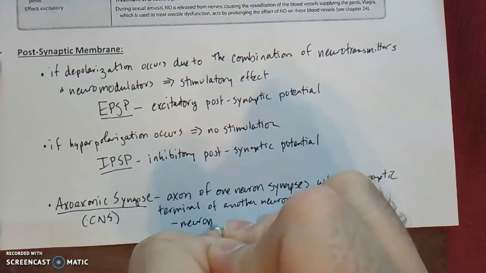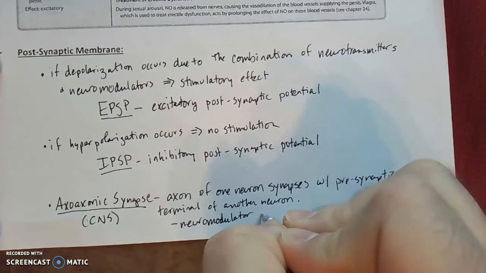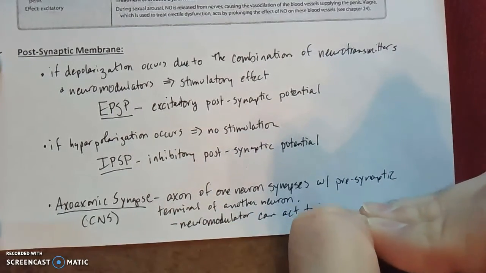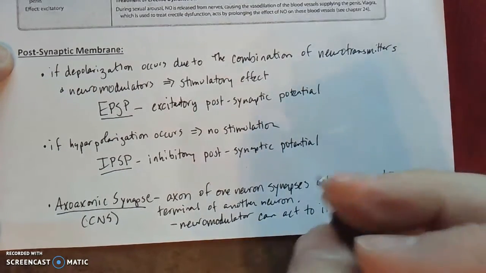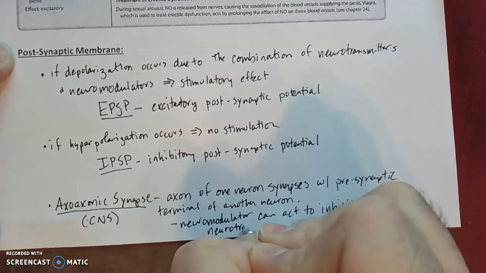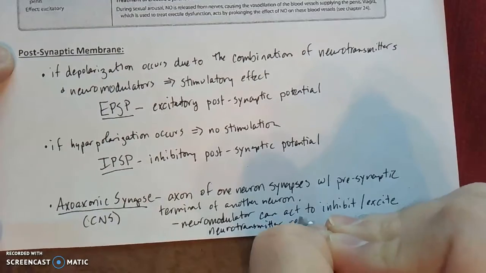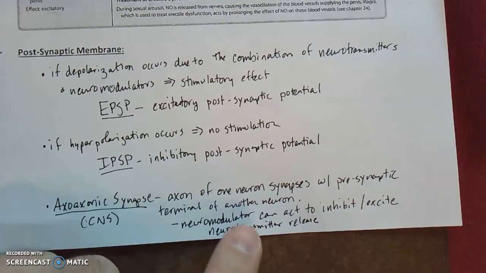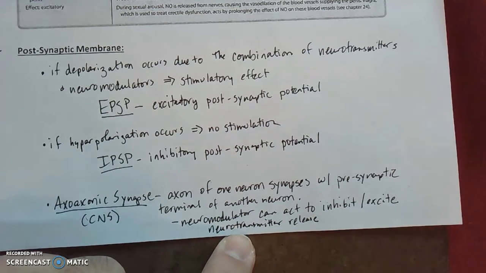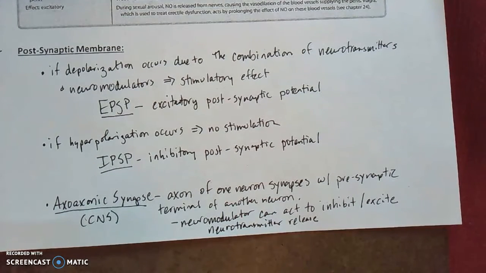Here we could have a neuromodulator that can act to inhibit or excite neurotransmitter release. So instead of acting on the postsynaptic membrane, it acts on the presynaptic terminals of another neuron, and that can inhibit or excite that neurotransmitter being released to the postsynaptic membrane. That's called an axo-axonic synapse, and they're very common in the central nervous system.